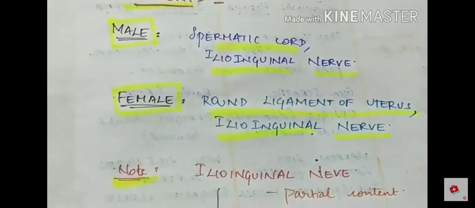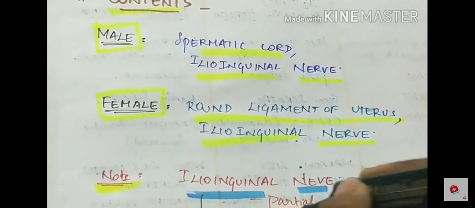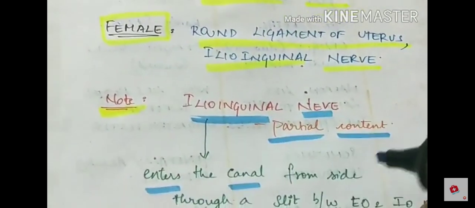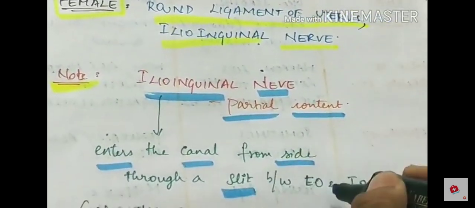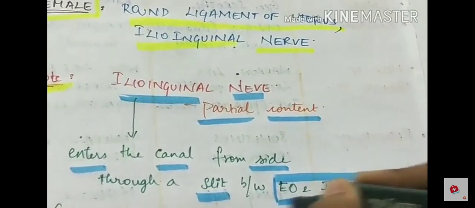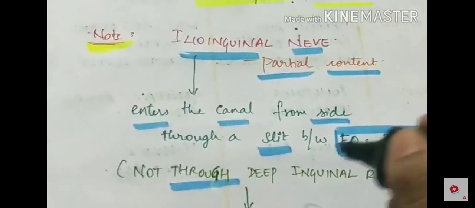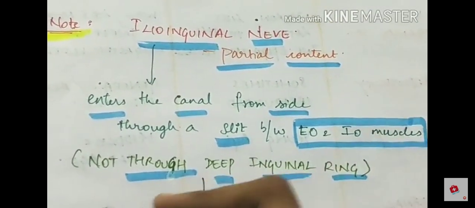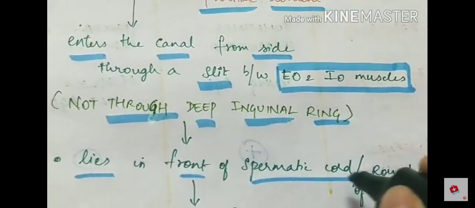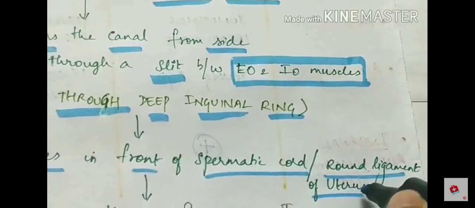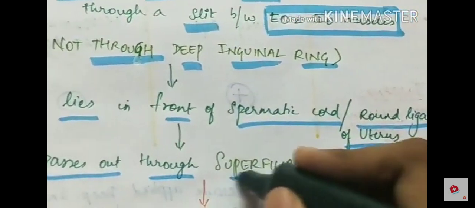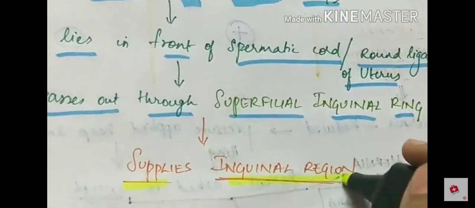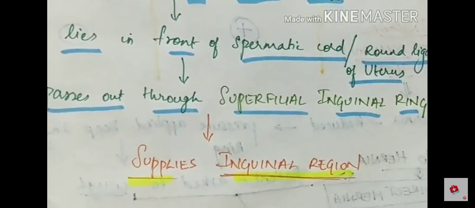An important point to note is that the ilioinguinal nerve is only a partial content of the inguinal canal. This is because it enters the canal from the side through a slit between the external oblique and internal oblique muscles, so it does not enter through the deep inguinal ring. That is why it is referred to as a partial content. It lies in front of the spermatic cord in males or the round ligament of the uterus in females, and it passes out through the superficial inguinal ring. The ilioinguinal nerve supplies the inguinal region. These are the contents of the inguinal canal.